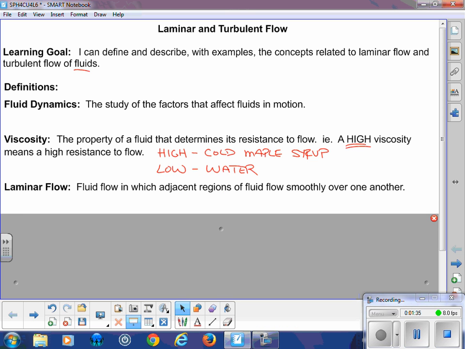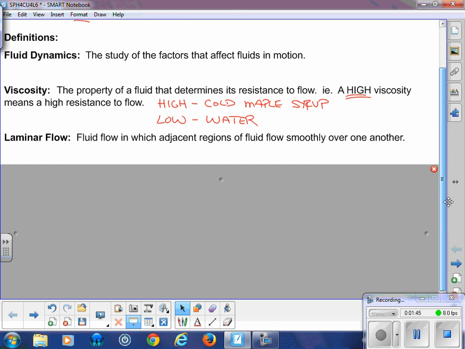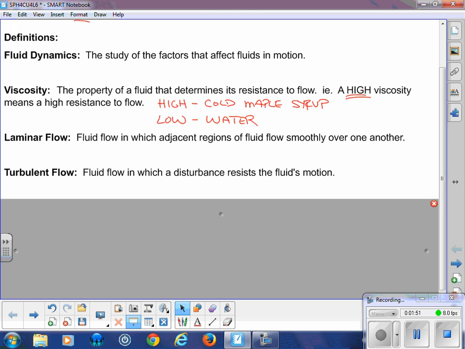Laminar flow is fluid flow in which adjacent regions of fluid flow smoothly over one another, and we're going to talk about that in more detail. If it's not clear, which I understand completely at this point, I'm not going to give you too many examples yet. Turbulent flow is fluid flow in which a disturbance resists the fluid's motion. Those two we're going to talk about in much more detail today.